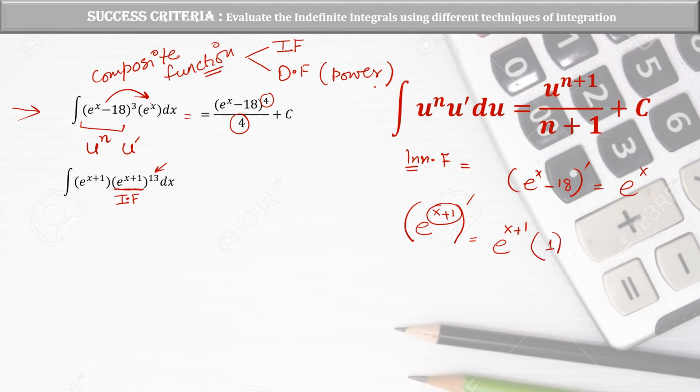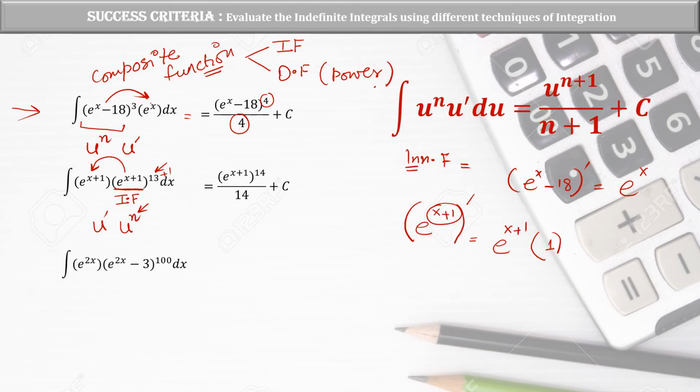Is it written outside the bracket? Yes, it is written outside the bracket. So once the u with a power is written and its derivative is written outside, we attack the outer function. That means on the power, we add 1 and divide by the same number. So here e to the power x plus 1 is our inner function. Add 1 in the power, that means 13 plus 1, it is 14, over 14 plus c.